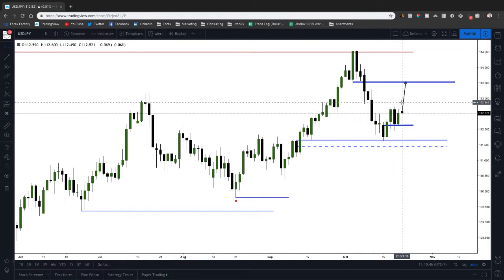Of course, you guys in the premium group will know about it. I'll call it in the Telegram group. But if I do buy this market and take this trade, I will close 80% of my position at the low of this candle, which is 113.50.